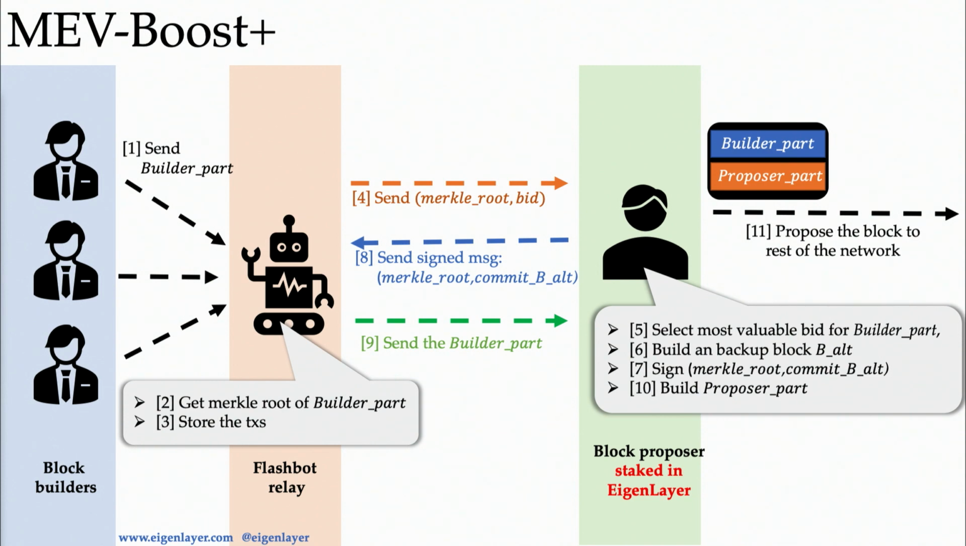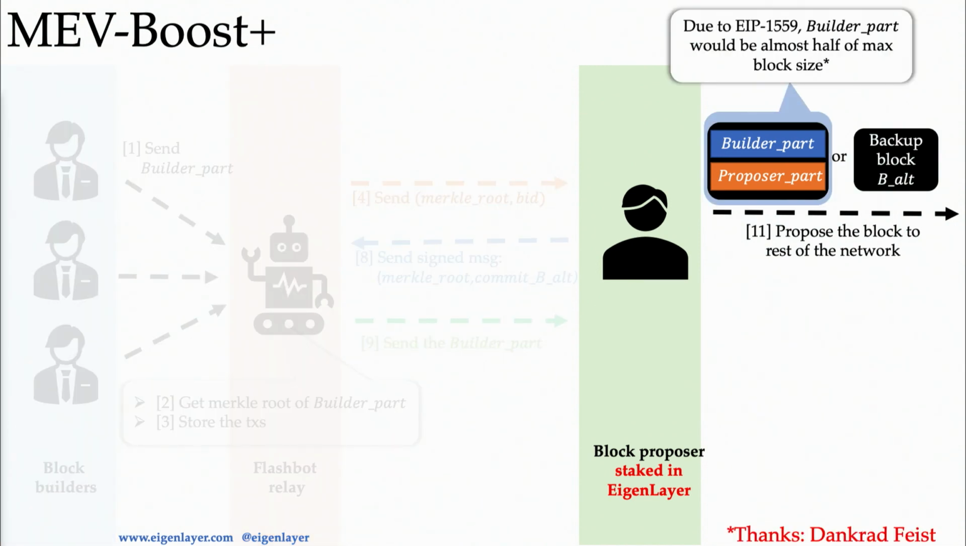You can ask the question now, how much should be the builder part and how much should be the proposer part? Should it be 50-50? Should it be 80-20? There is a very nice answer to this, which we got from Dankrad, who noticed that we do not have to commit to a prefixed ratio. You say, let the builder build whatever size of the block that they want. If there is any space in the block, the proposer can add on to the rest of the builder part.